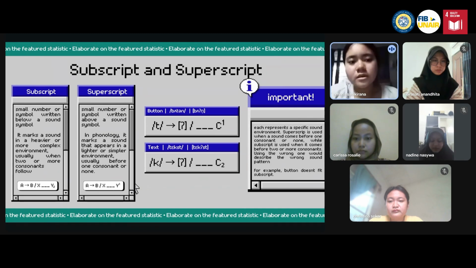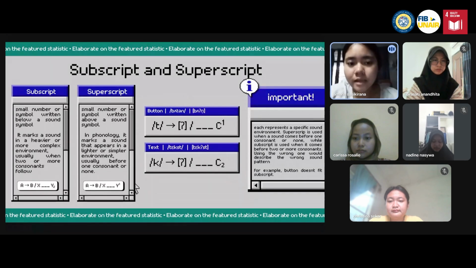Superscript is also a small number or symbol written above a sound symbol. Superscript marks a sound that appears in a lighter or simpler environment, usually before one consonant. So A can only become B if it follows only one consonant, and you put the number above the consonant, not below, like subscript. Here we have an example. The word button. That's correct.